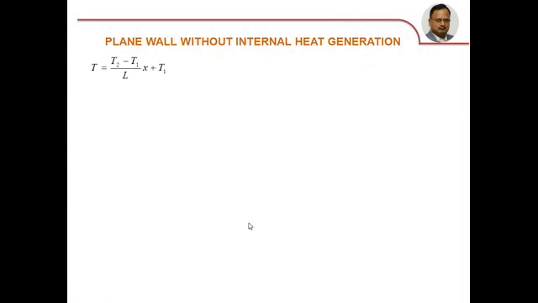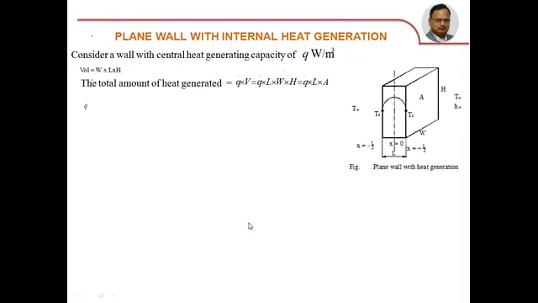Now as seen earlier, if within this slab you have any chemical reaction or electrical current passing through it, thereby it offers resistance and generates heat, or some other heat source is there which is generating, say, q dot watt per meter cube, then what happens?